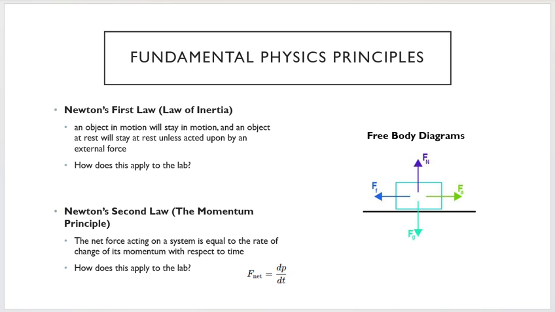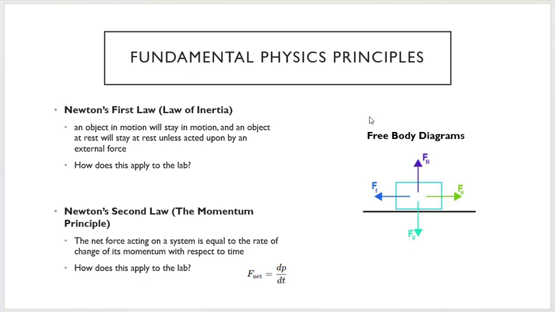Fundamental physics principles. Newton's first law states that an object in motion will stay in motion unless acted on by an external force. This law demonstrates that an object in motion does not need an additional force to keep it moving. Next, we have Newton's second law, which states that the net force acting on a system is equal to the rate of change of its momentum with respect to time. Using this concept is vital in understanding the relationship between net force and constant velocity.